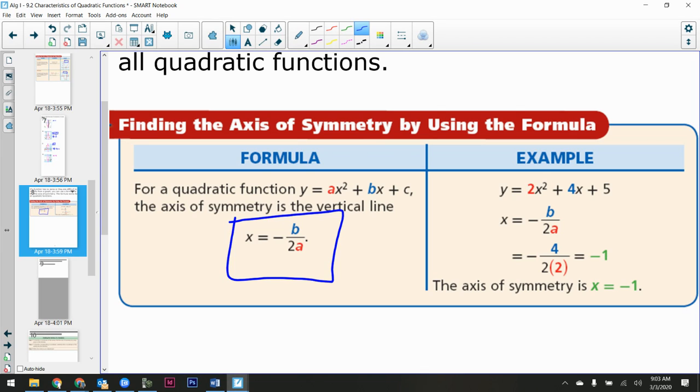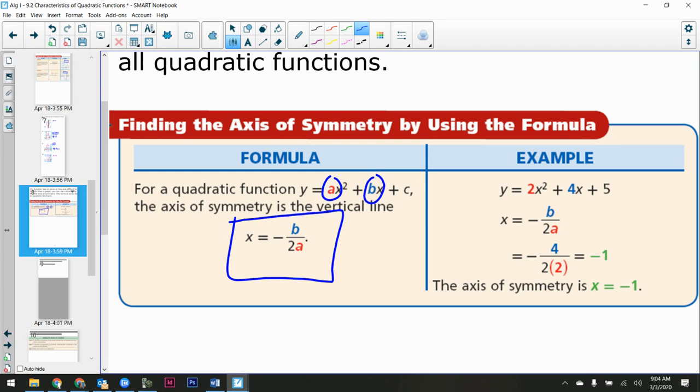From the equation ax squared plus bx plus c, A and B come from right there and there. As long as it's in standard form, you should be able to pick out A and B.